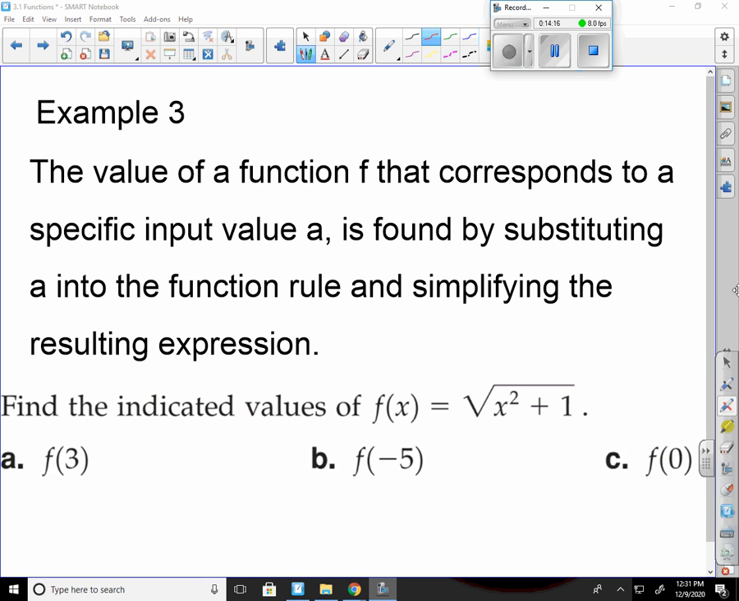So whenever we look at this, in order to figure out what we do, this is our input value. So that's all f of 3 means. A lot of people will do 3 times f. That's not what it's asking you to do. It's asking you to put this into the equation everywhere you see an x. So this is now f of 3, which means we put a 3 in for the x over here. Square root of 3 squared plus 1. 3 squared is 9, plus 1 is 10. So it's the square root of 10. And that's your final answer.